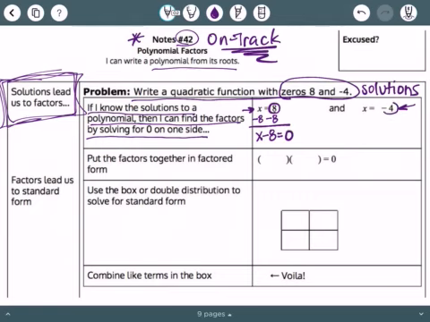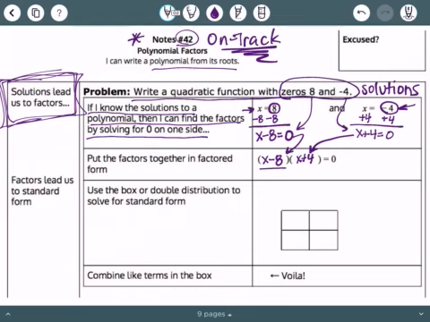I'm going to do the same thing. I want this to be 0, so I'm going to add 4 on both sides. It's going to give me x plus 4 equals 0. You'll notice that we just switched the signs. We're used to this. We haven't changed anything. So we see that our factors are x minus 8 and x plus 4. Right? We see that happening here. Pretty simple. We've done this before.